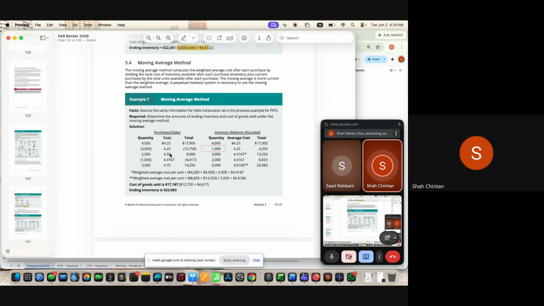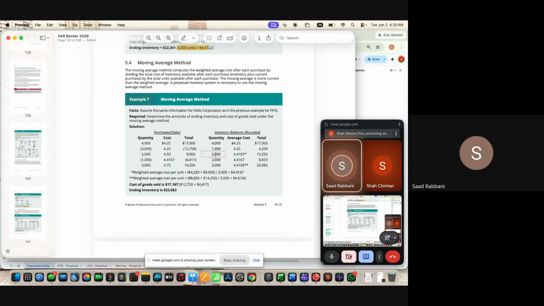सो वी जस्ट डू अ मैथमेटिकल कैलकुलेशन दैट 1000 into 4.25 plus 2000 into 4.50 whole divided by 3000. So what is the moving average or a weighted average after the end of this transaction? So now your valuation of your inventory is coming 3000 units at $4.42. क्लियर है ये पर्टिकुलर पॉइंट? सिंपल एवरेज गिन रहा है बट एंड ऑफ द ऑल ट्रांजैक्शंस.